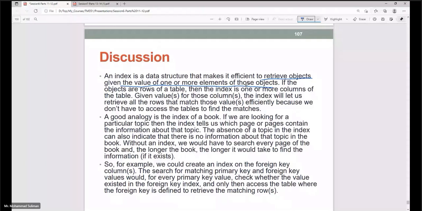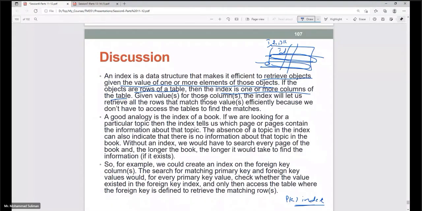For example, you have a student table, okay? And there is a student ID, which is the primary key. So you can use the index as ID. So using ID, you can access the object of a student, right? So that's what indexing gives here. Given the values for those columns, the index will let us retrieve the rows that match those values efficiently, because we do not have to access the whole table to find the matches. So a good analogy is the index of a book. You see the book, inside the book there is an index.